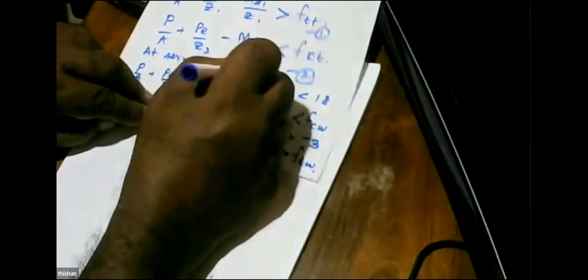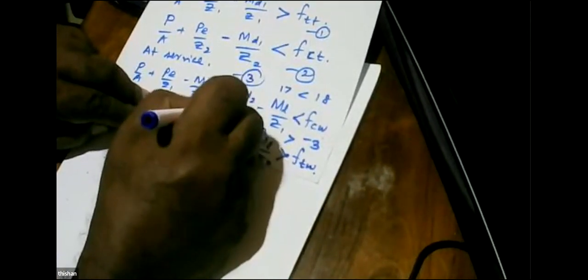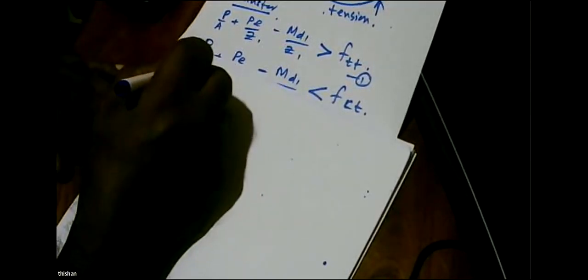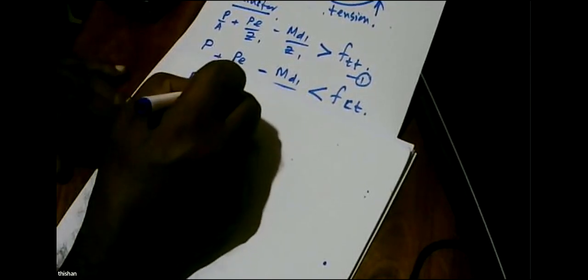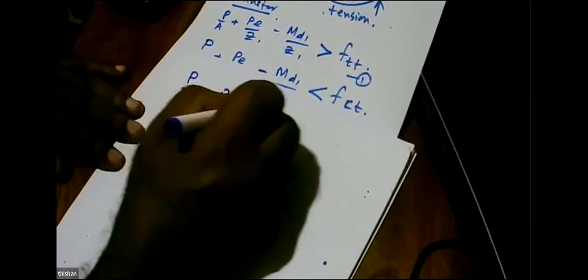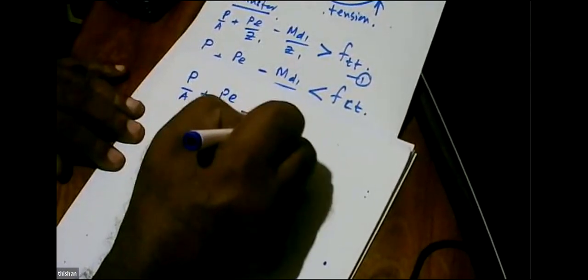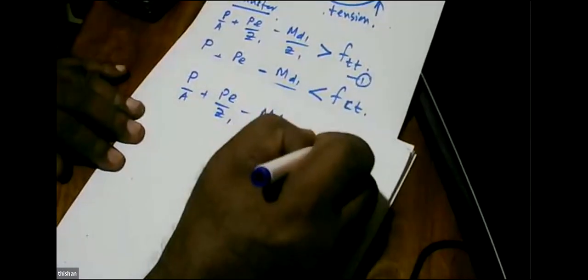13. Now we can rearrange these equations. Equation number 1, 2, 3, and 4. This is number 3, and here you get number 4. So we have 4 equations, and we have to rearrange them. First I will rearrange the first equation. Here you can see P over A plus PE over Z1 minus MD1 over Z1 should be greater than FT.